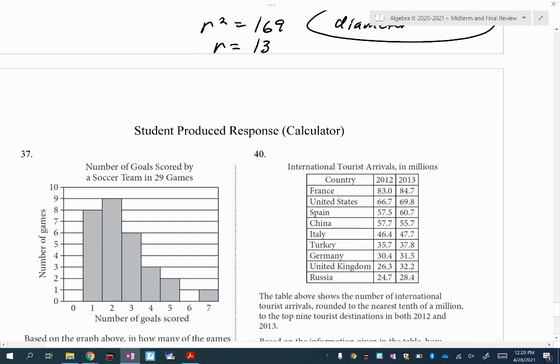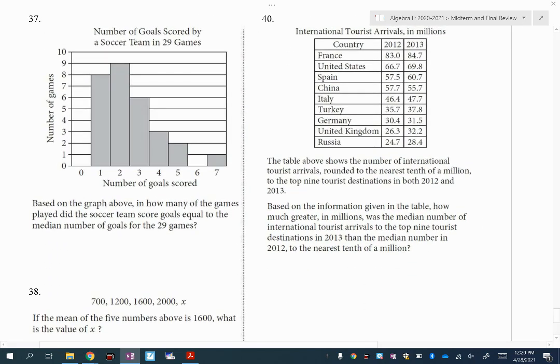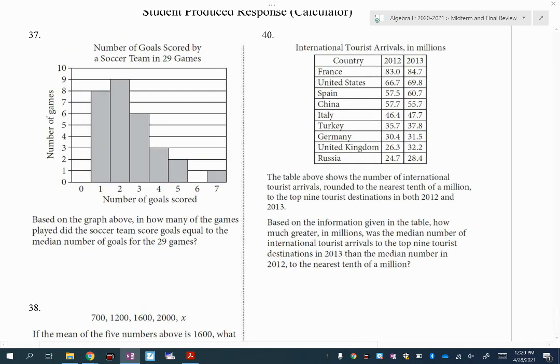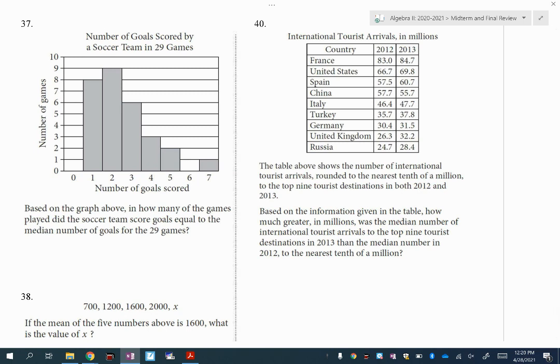All right, let's do these last ones. 37. This is calculator still. Based on the graph above, in how many of the games played did the soccer team score goals equal to the median? All right, so 29 games, right?